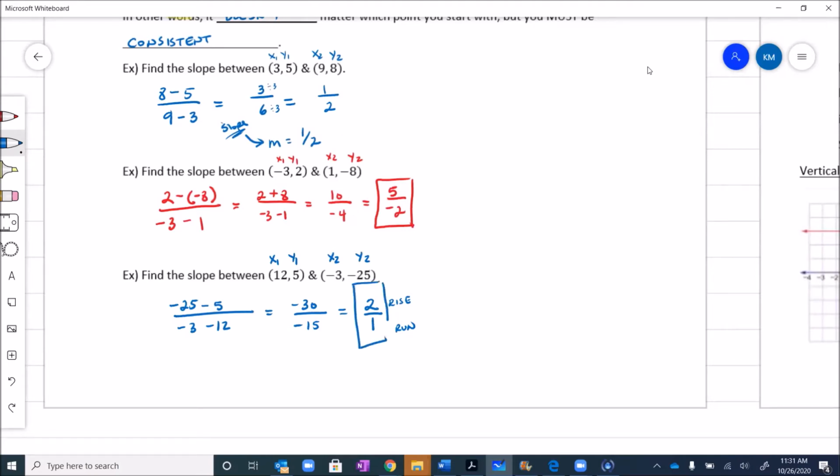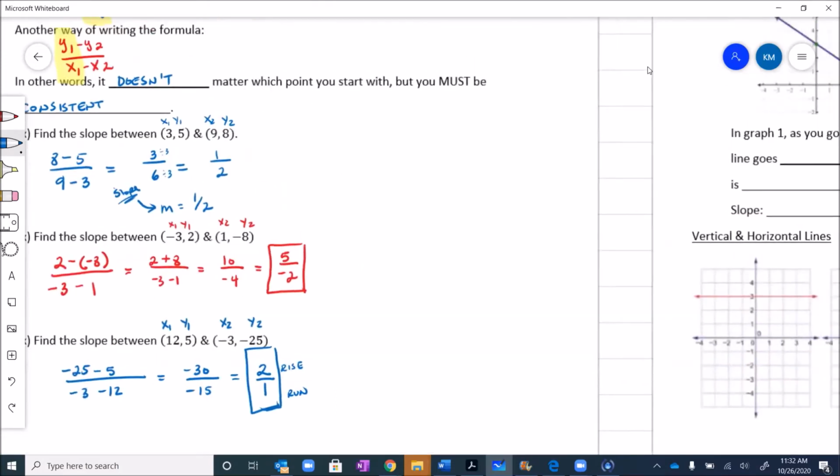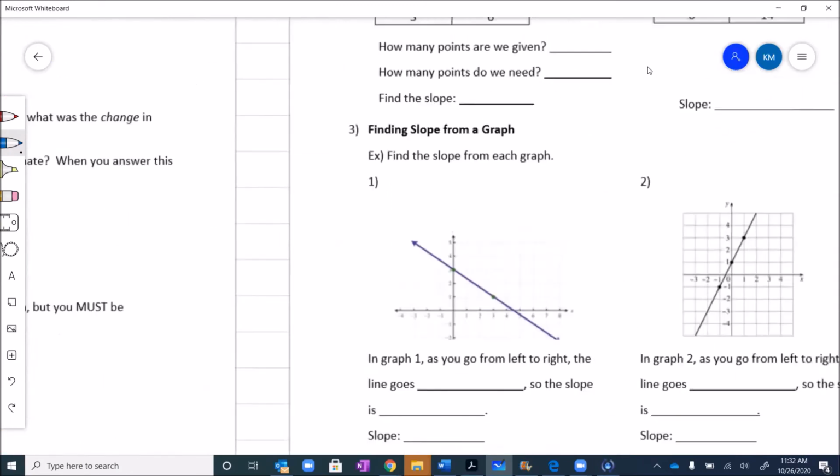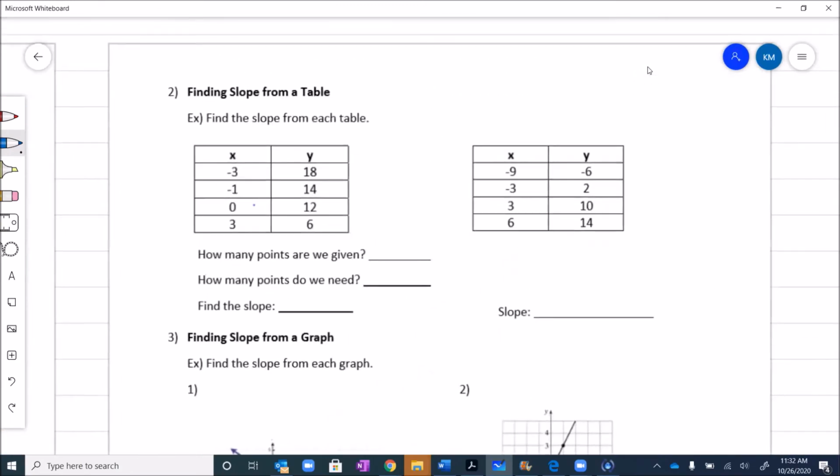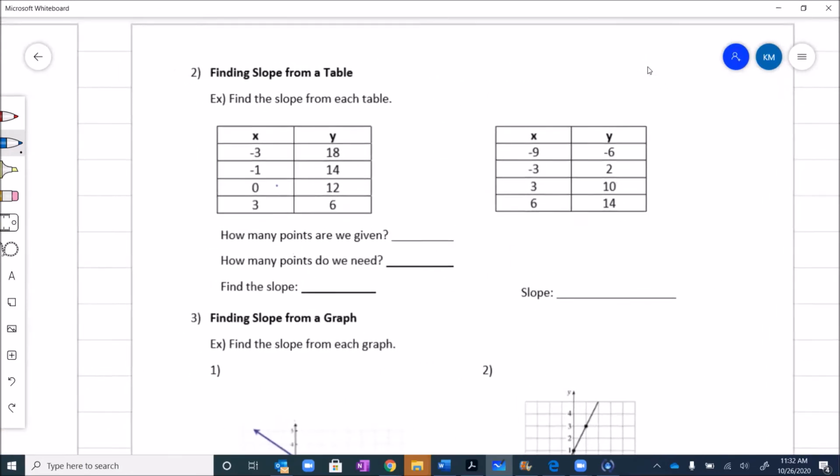Okay, again, you can feel free to try this in the other order. I did y2 minus y1 and x2 minus x1. But if you do the same thing as y1 minus y2 and x1 minus x2, you'll get the same answer, or you should, if you do it correctly. Okay, so that's how we can do that with finding the slope between 2 points.